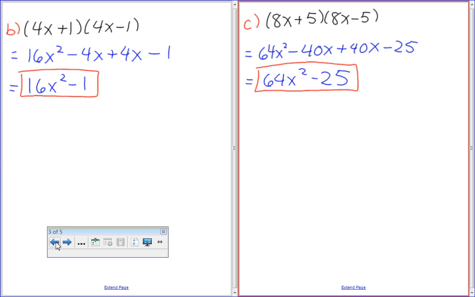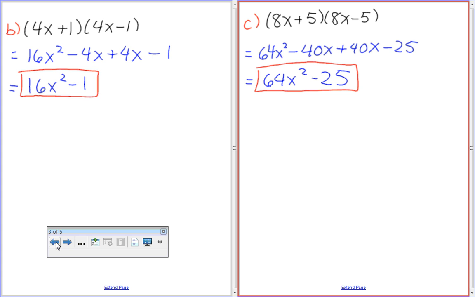Factoring is the opposite of FOILing. So factoring is taking a trinomial, in this case a binomial, and going back to the original terms. That's what factoring is. How could I go from here to here in one step? How would you get from 16x squared minus 1 to 4x plus 1 and 4x minus 1? How would that happen?